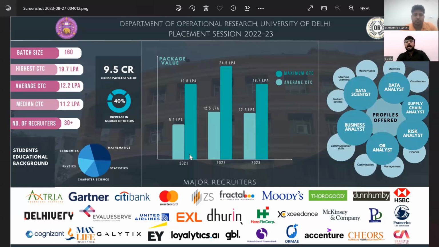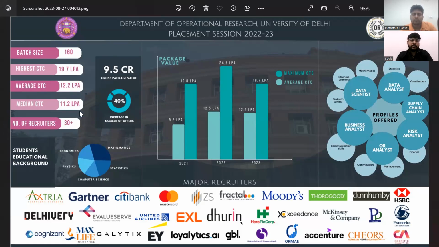If you talk about the ROI, that is return on investment, the highest fees is around 25,000 per annum, so you will invest 50,000 for 2 years. And if you get the average package, that is 12.2 lakh, the ROI is really great. The return on investment is really higher than what you are going to invest.